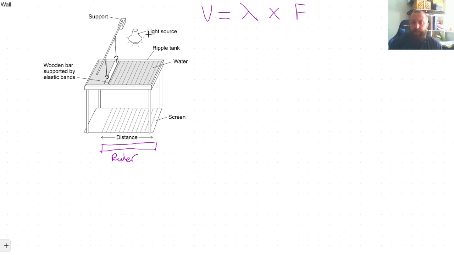There are some ripple tanks where they will actually have a strobe effect, and you can set the frequency of the strobe effect to the same, and it looks like the waves are stationary. So again, we can still use a meter rule to work that out.